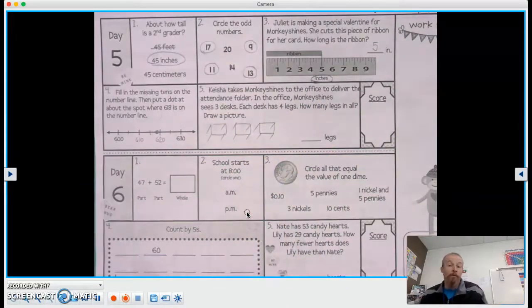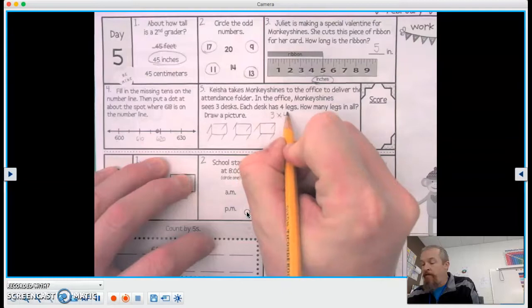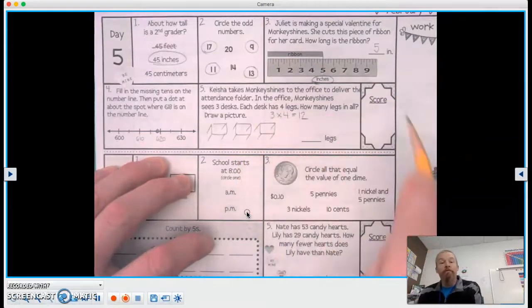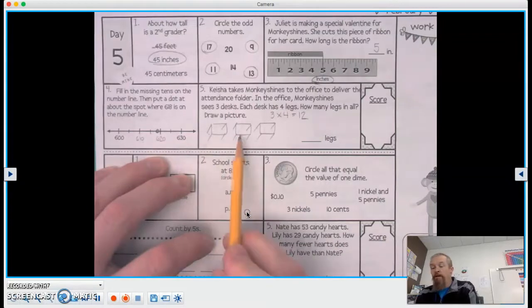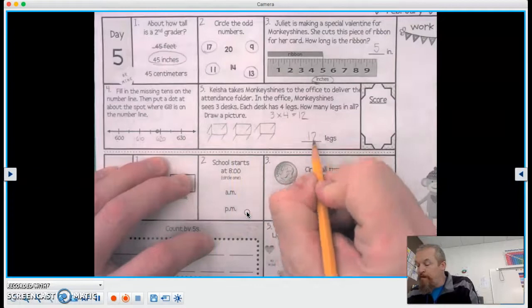Each desk has 4 legs. How many legs in all? So 3 desks and 4 legs on each desk equals 12 legs. 4, 8, 12.